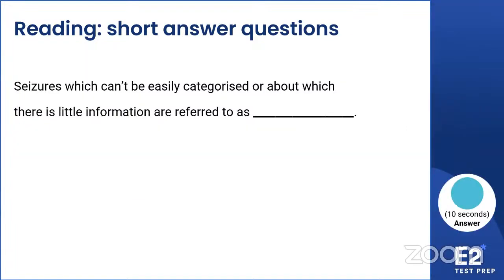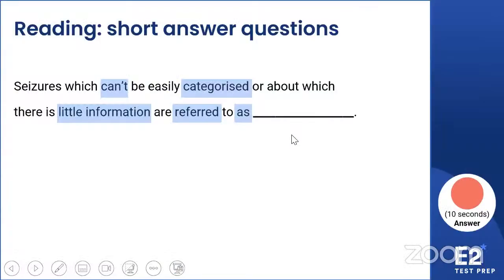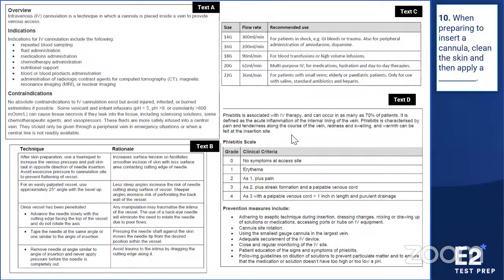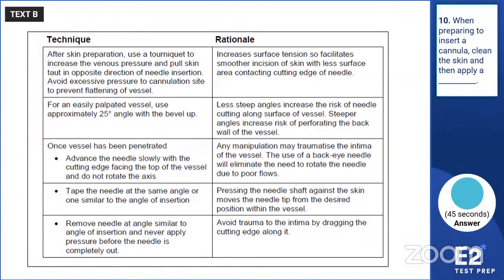So an example of this would be, here we're thinking about the keywords, can't be easily categorized, or little information. What are they referred to as? We know it's going to be a kind of noun to describe these seizures. Okay, so we'll come back to that in a little bit. So let's try some. Number 10, when preparing to insert a cannula, clean the skin and apply something. So it's going to be a thing that you apply after cleaning the skin. What do you apply after cleaning the skin?